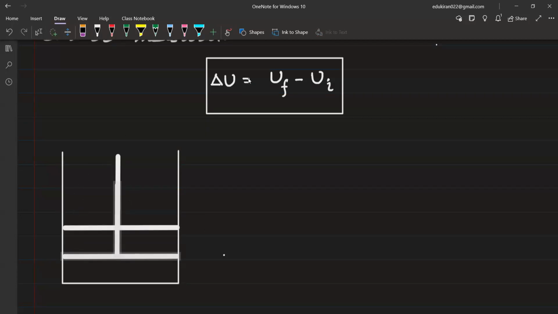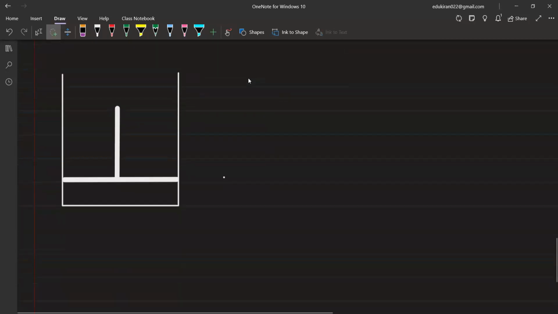Let us suppose we have a piston like this, ठीक है, and here inside we have some gas particles.